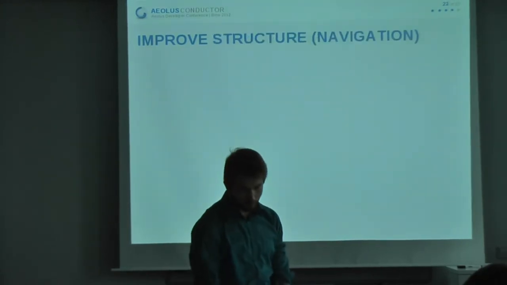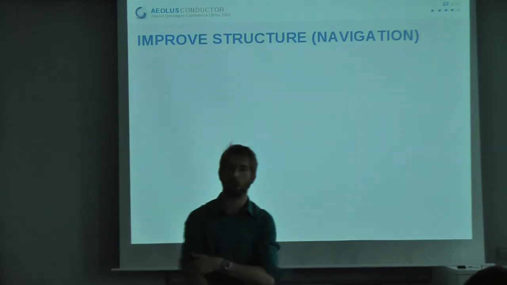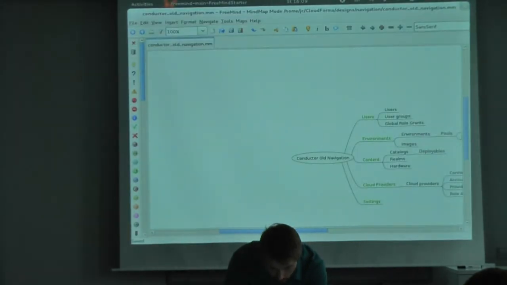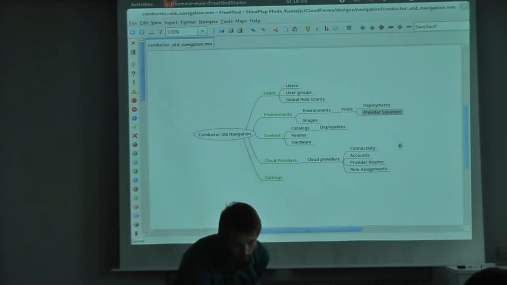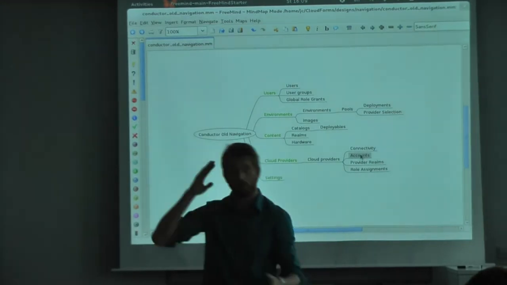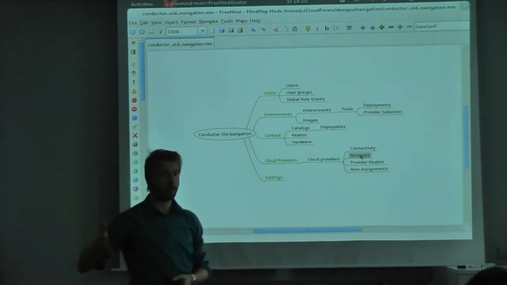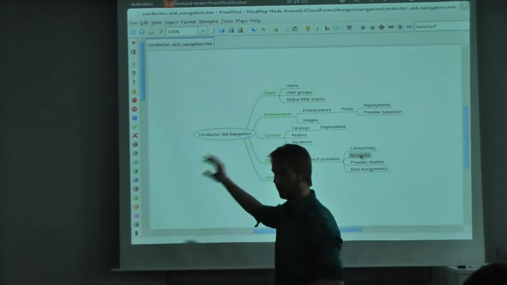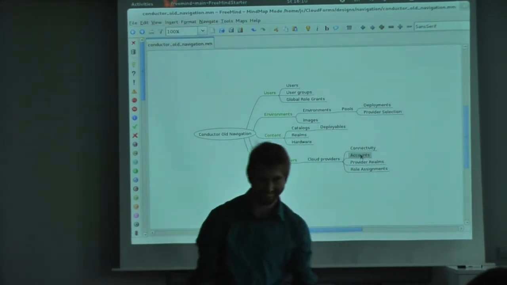Then we can improve the structure or the navigation of the application. As I said, right now the structure looks as follows. For example, when I want to find deployment management, I have to go through environments, pools, and go to deployments there. If I want to reach cloud providers, and then I have accounts, for example. There are three or four tiers right now. And this is just under the admin tab. There is no monitor. I don't want to consider monitor right now.